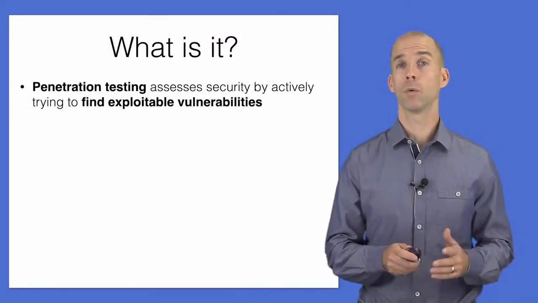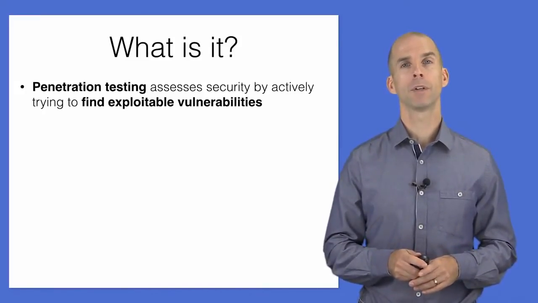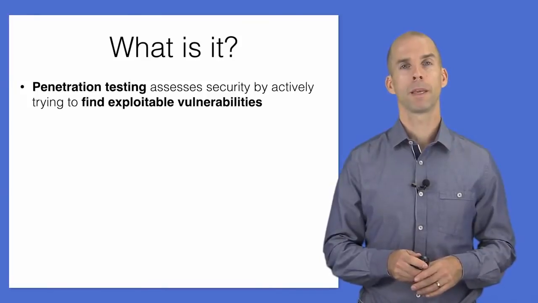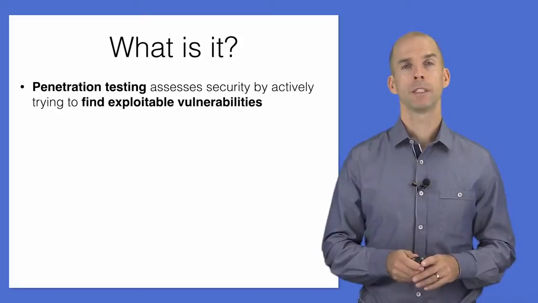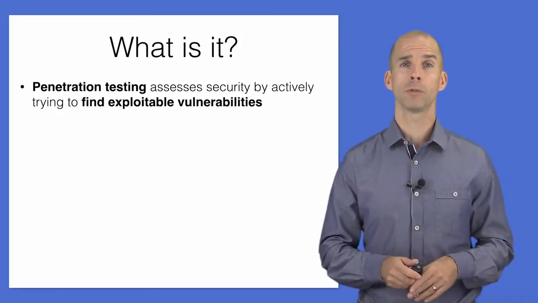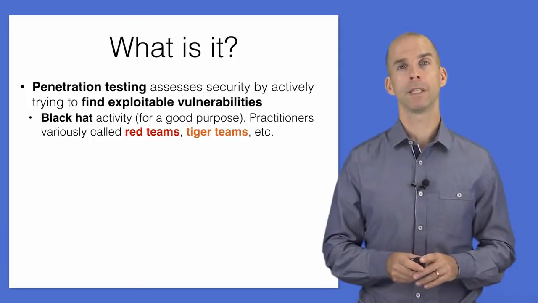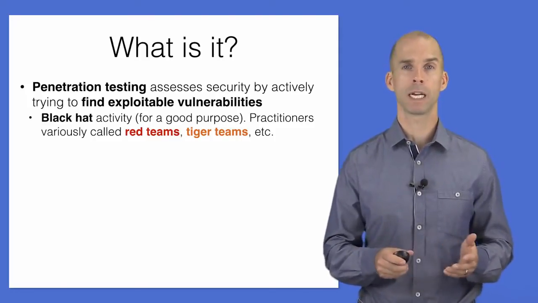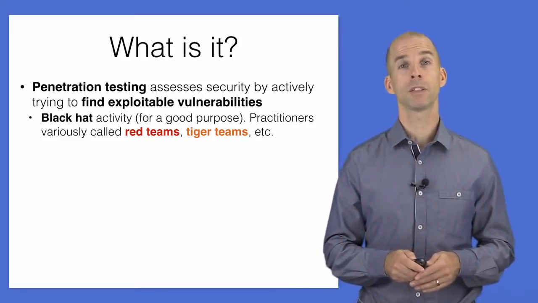Penetration testing, or pen testing for short, is a direct assessment of the security of a complete software system. Its goal is to find evidence of insecurity, typically taking the form of exploitable vulnerabilities. Pen testing is a black hat activity done by so-called red teams or tiger teams and employed for the good purpose of finding security defects prior to deployment.